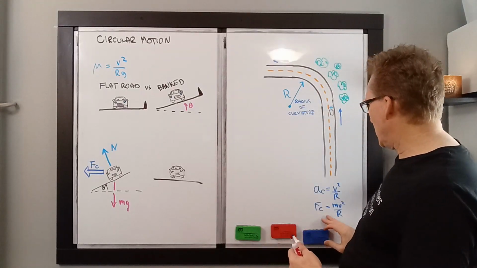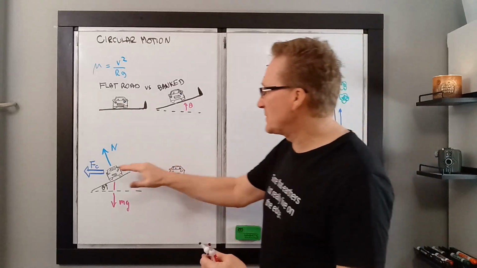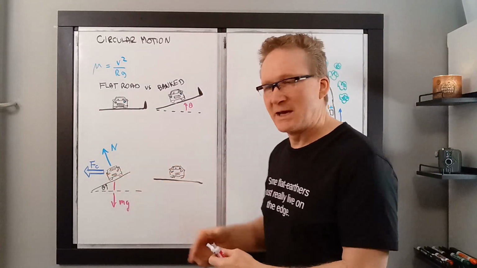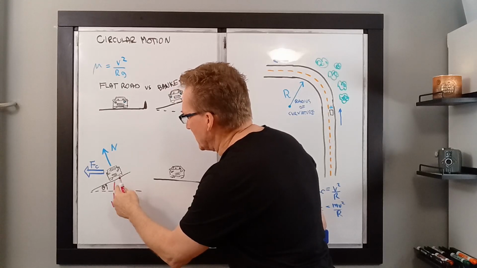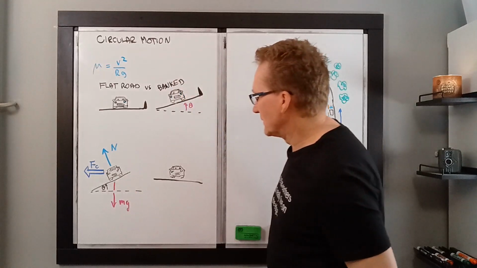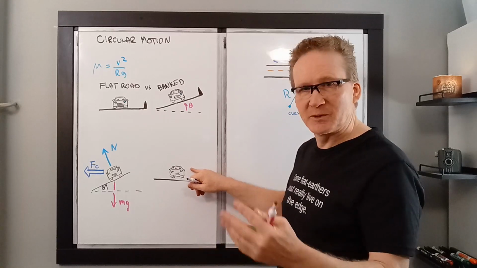I wrote it over here, mv squared over r. That's how much force you're going to need. Something else is going to have to create this force. In this case, you can simply see that the force partly is going to be created by the force of gravity. Let me just break this down for you and take this here to help make this a little simpler.